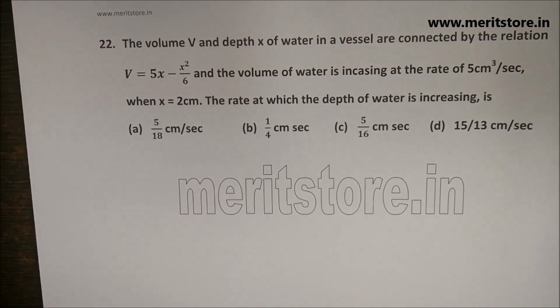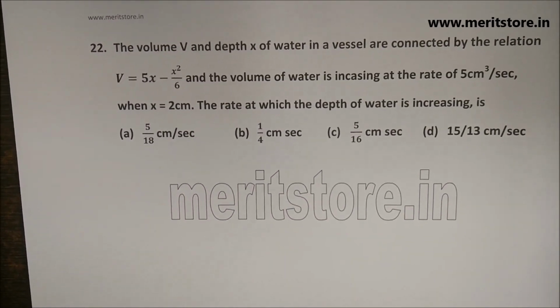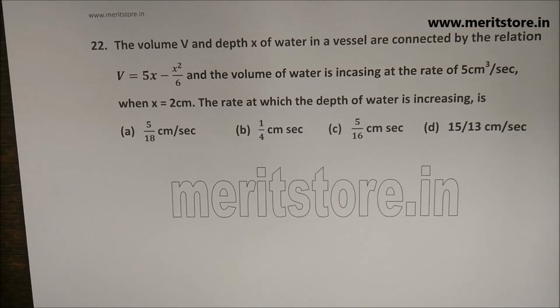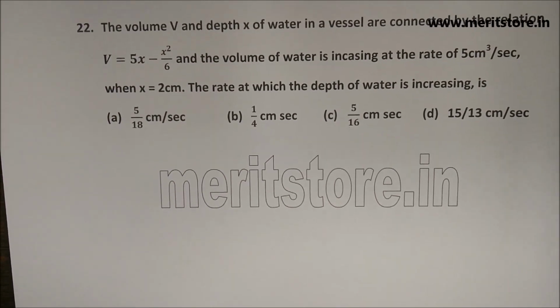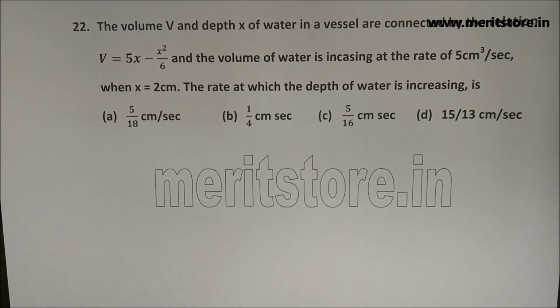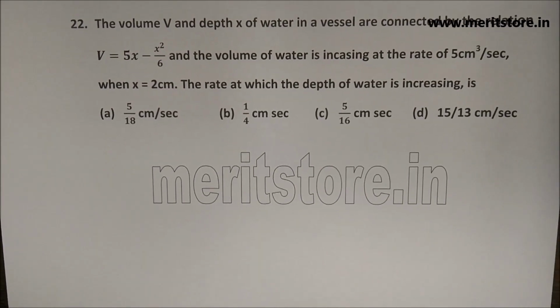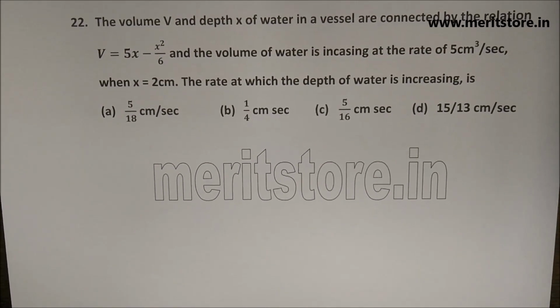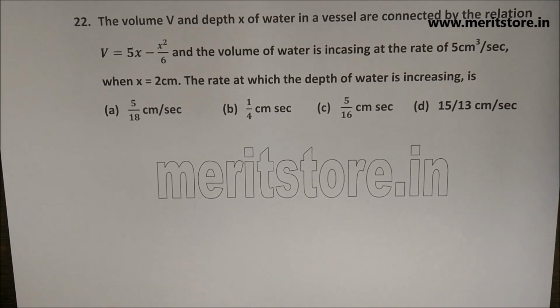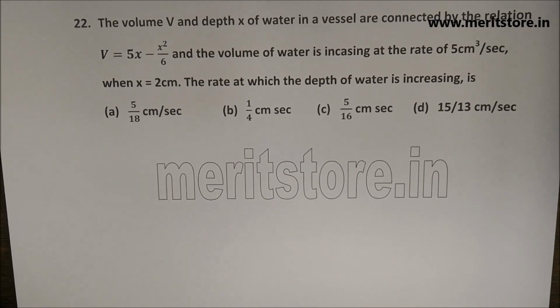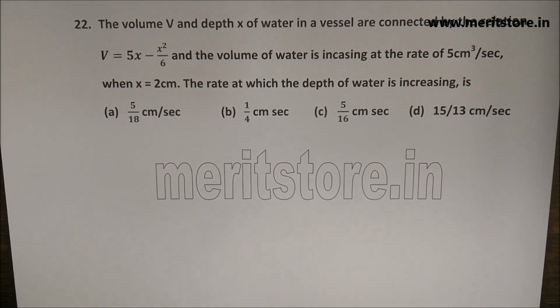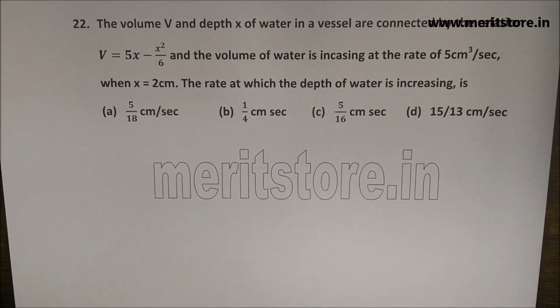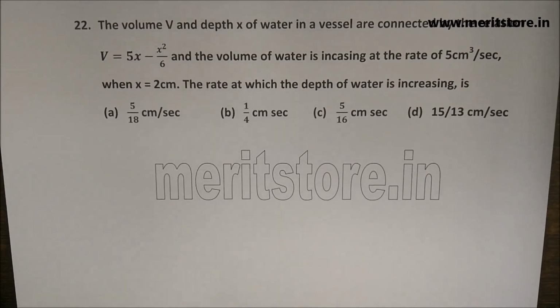Question number 22. The volume V and the depth x of water in a vessel are connected by a relation V equal to 5x minus x square upon 6, and the volume of water is increasing at the rate 5 centimeter cube per second when x is equal to 2 centimeter. The rate at which the depth of water is increasing is: option A 5 by 18 centimeter per second, option B 1 by 4 centimeter per second, option C 5 by 16, and option D 5 by 13.